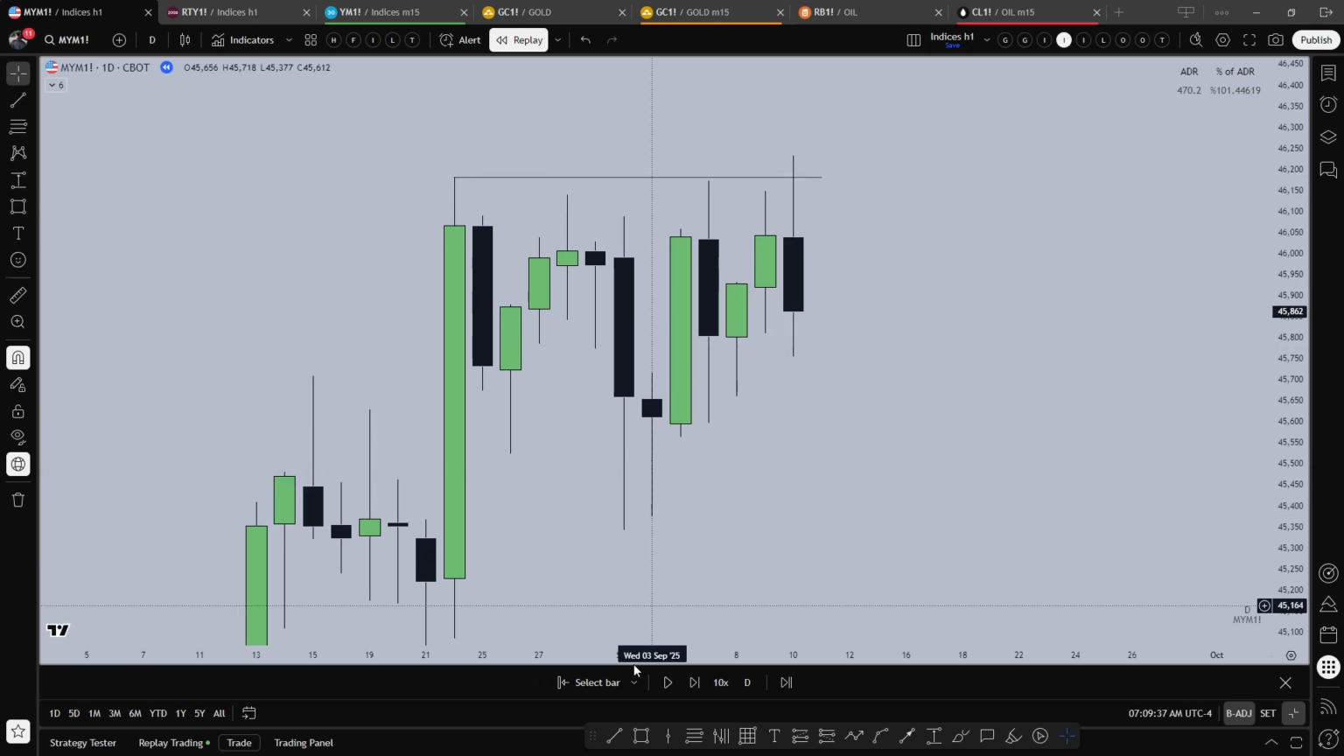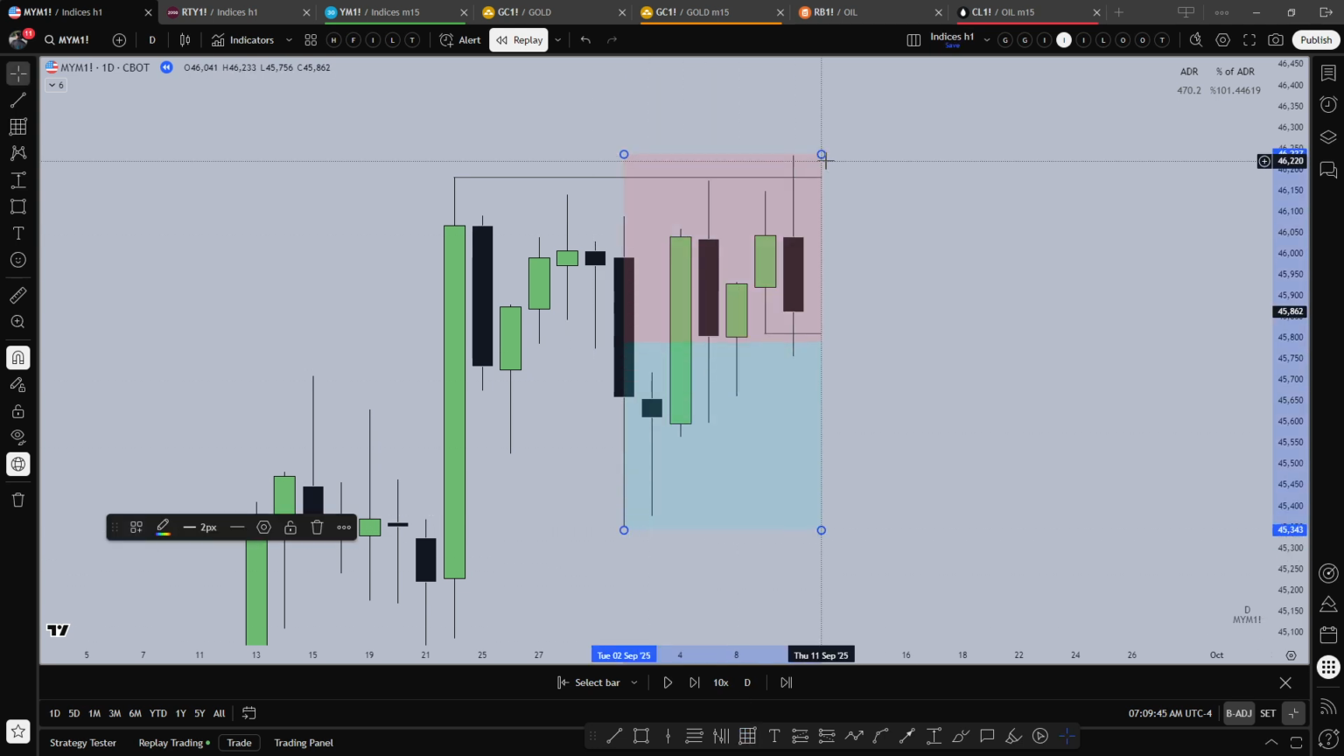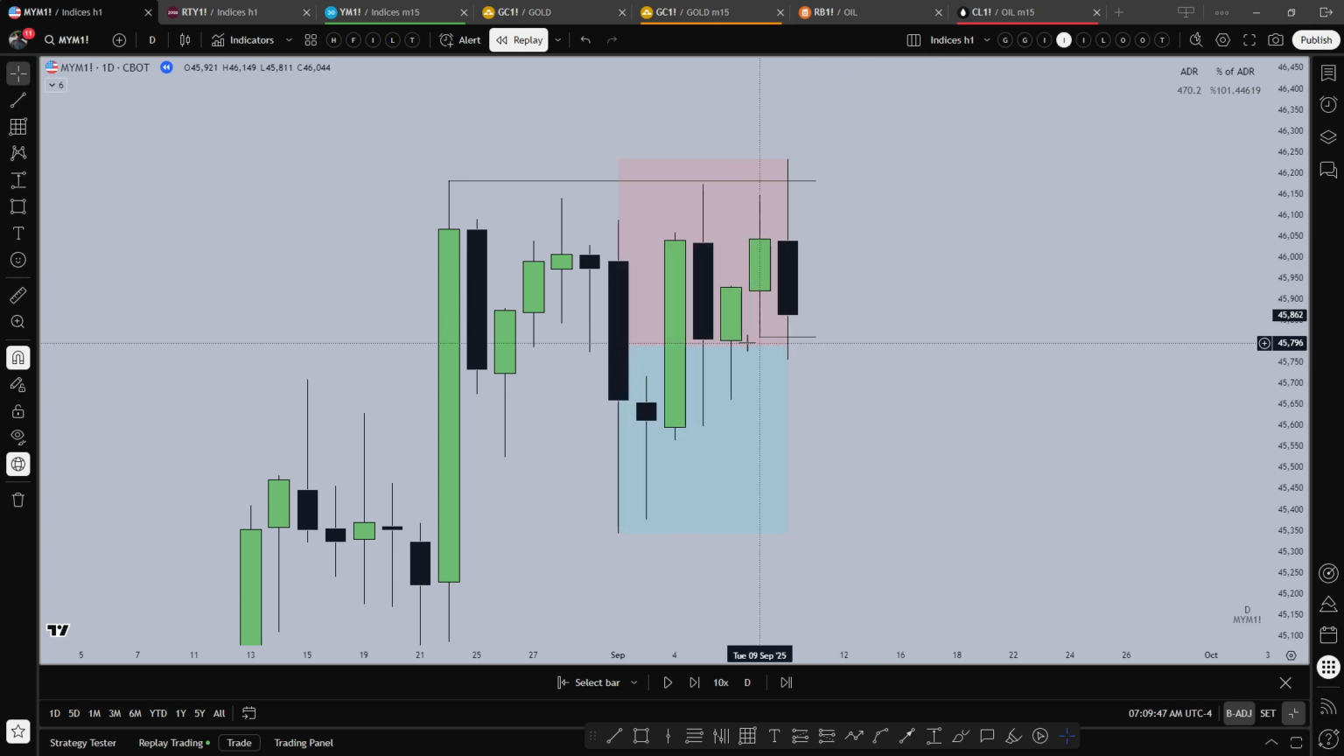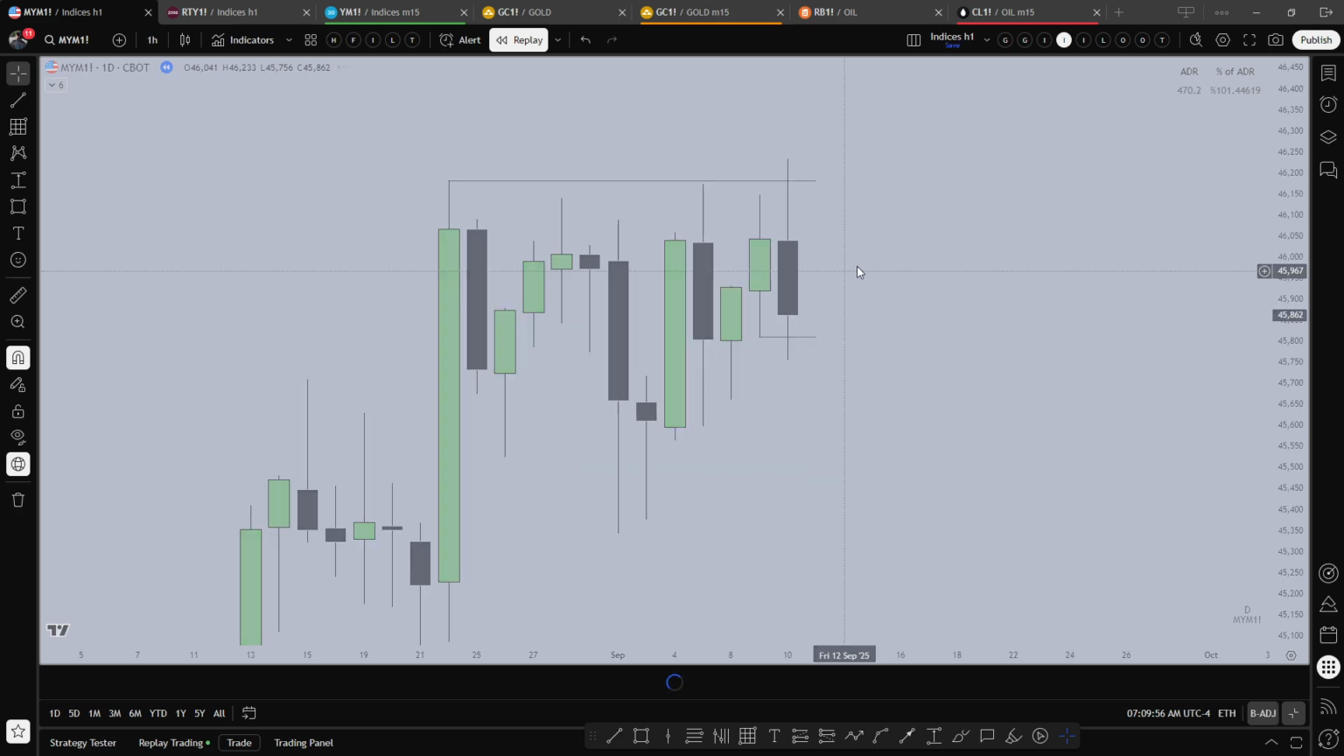So I took a short this day just targeting previous day low, not all the way till there, just previous day low, resting around just discount of this range. So yes, I was okay with that as my objective. So let's get into it.